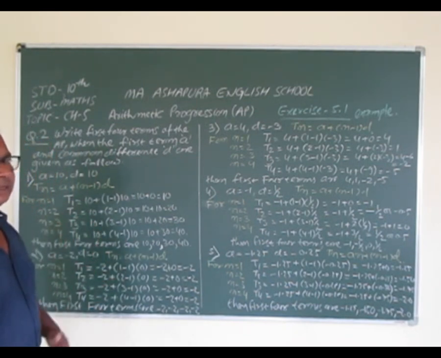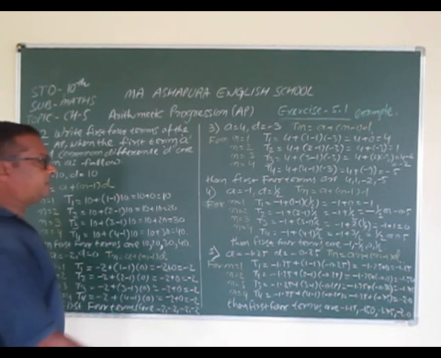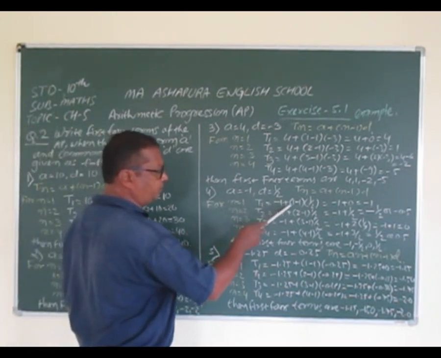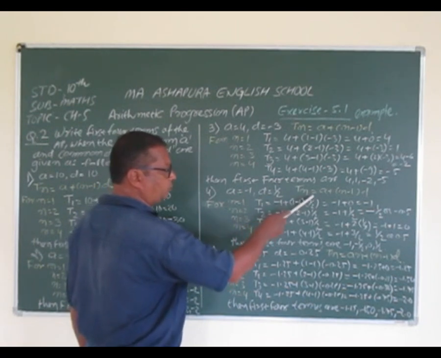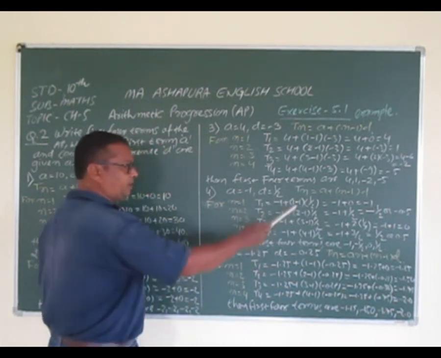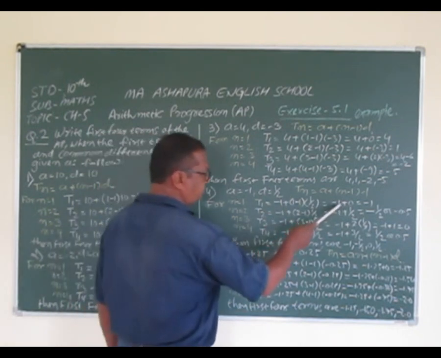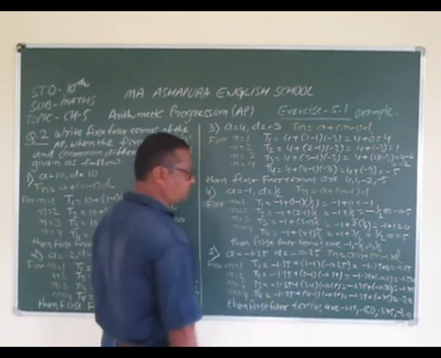Tn is equal to a plus n minus 1 into d. n is equal to 1. Now substitute the values. Therefore T1 is equal to minus 1 plus 1 minus 1 into 1 half. 1 minus 1 is 0, and therefore 1 half zeros are 0. So the first term is minus 1 plus 0, which is equal to minus 1.